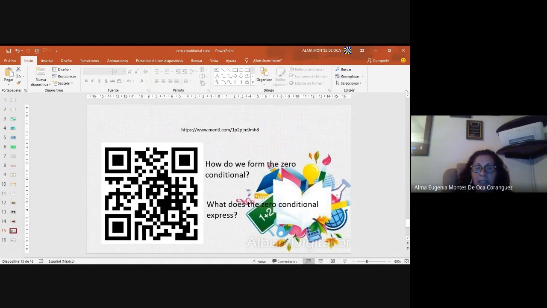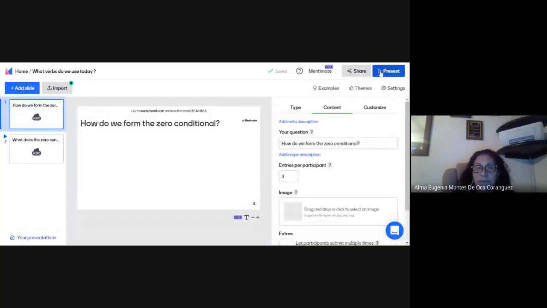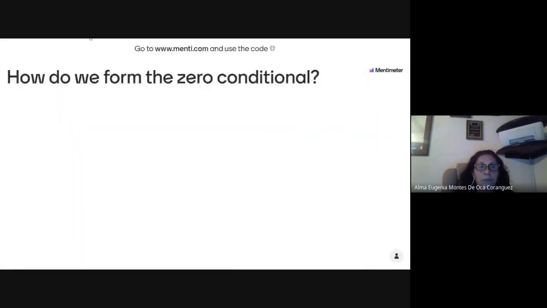Let me share my screen where you can find this game. If you put Menti in your computer, you'll find this. How do we form the zero conditional? You have to put three things.